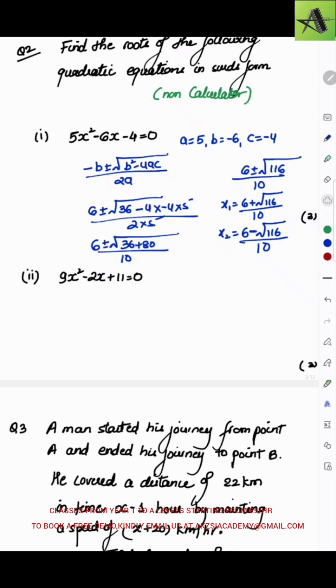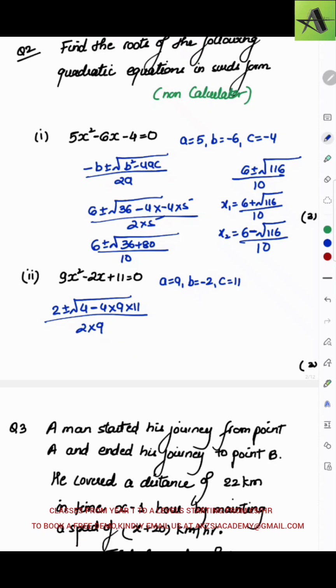Now, this is your answer in surd form. Doing the same with part II, 9x squared minus 2x plus 11. Same thing I'll be doing. A is 9, B is negative 2, and C is 11. Now, put that in the formula. So minus B will become positive 2. So 2 plus minus root of 2 squared, which is 4, minus 4 times A times C, over 2 times 9.